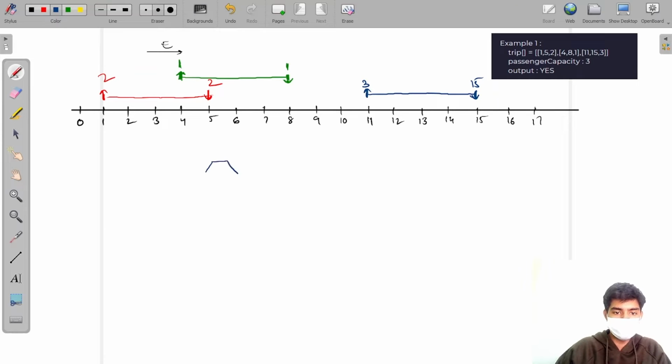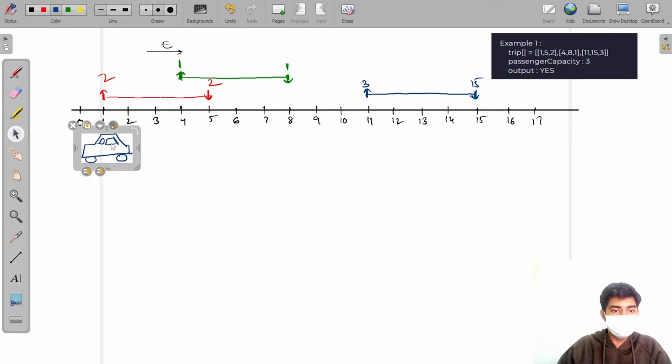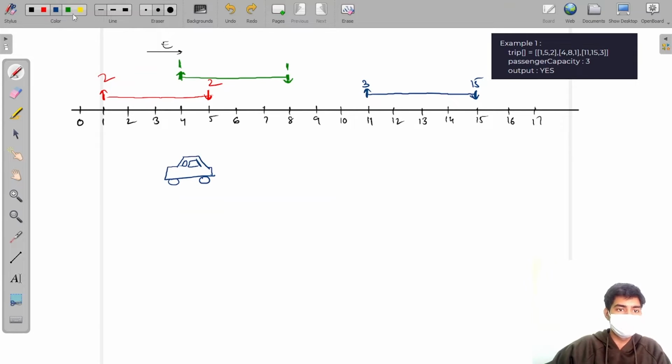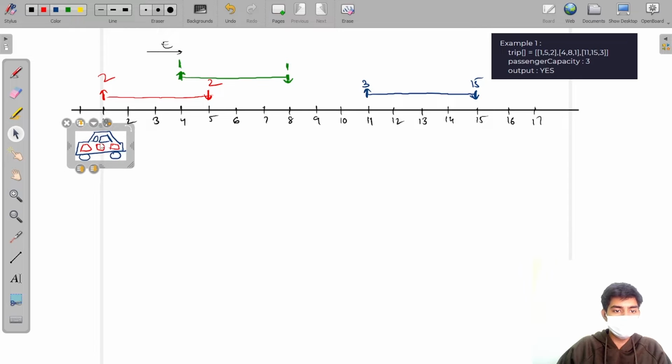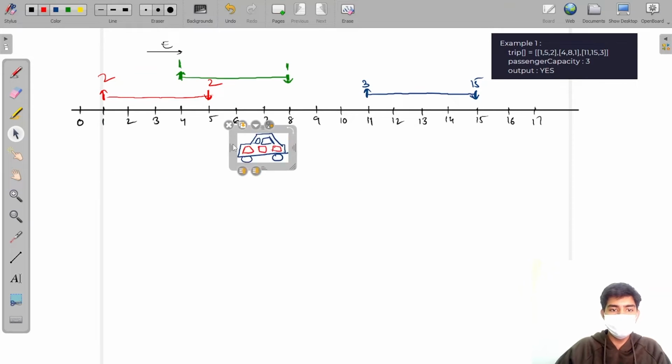So let's say this is my car, and this car will move in the east direction, right? Now this car has the capacity of three passengers only. So it has three seats: one, two, let's make them in a different color, one, two, and three. These are my three seats of the car, right? So this car will travel from here, and it will go on this highway in the east direction, right?